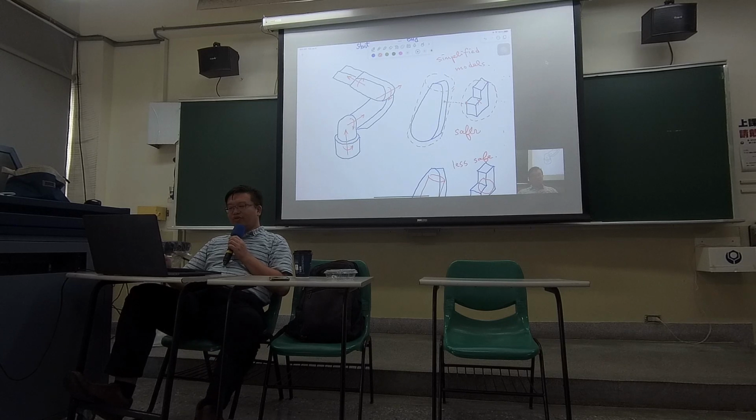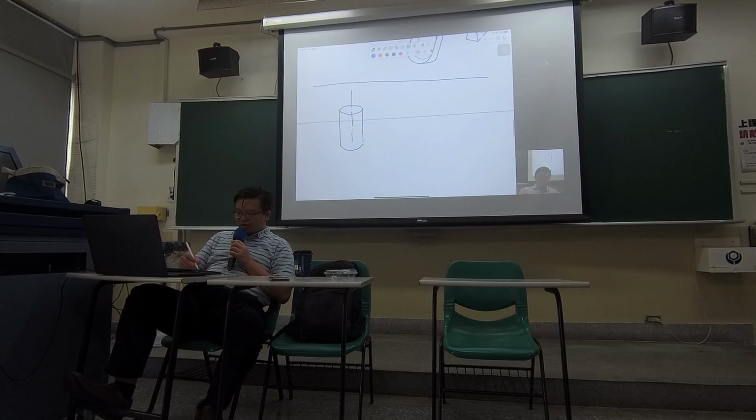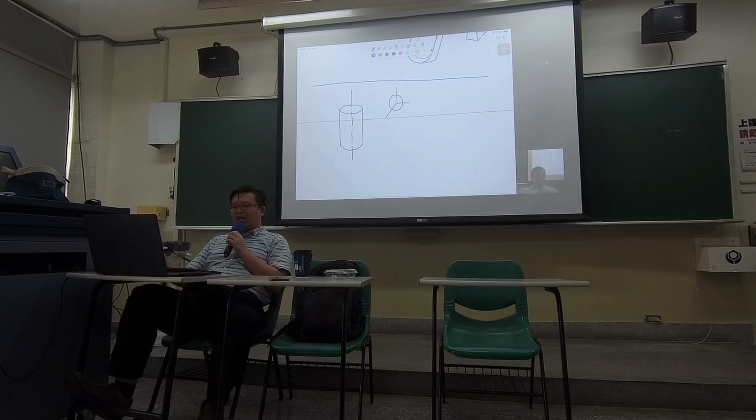So the next is to figure out how to compute the shortest distance between the ball and the geometry. So what's going to happen is, now I have a simplified cylinder, and I have a ball, right?